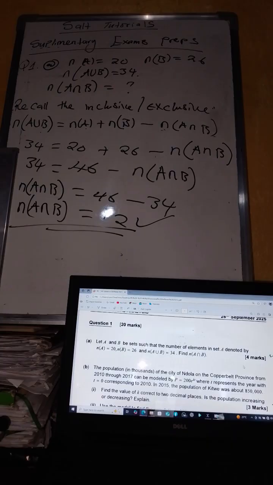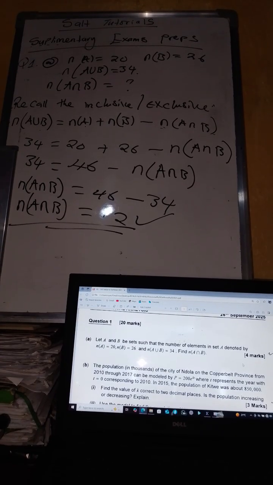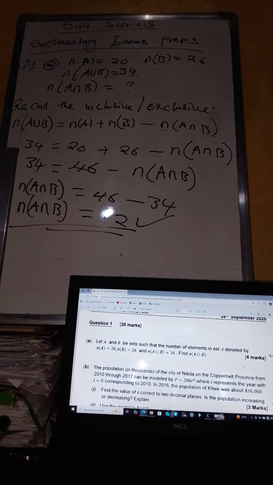So for question 1A, we are being told to find the number of elements in A intersection B. Our number of elements in A intersection B is equal to 12. So that is our final answer for question 1A. In case of a question that has something to do with that, be able to recall the inclusion-exclusion principle.